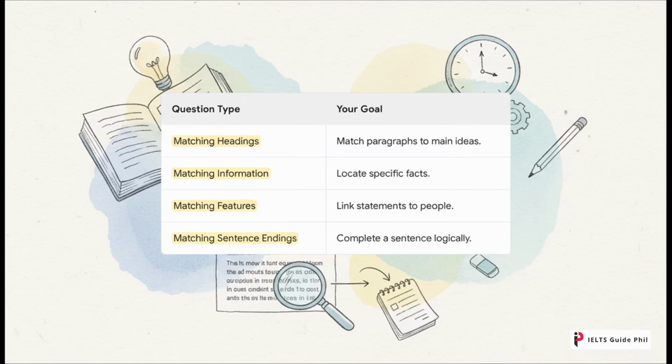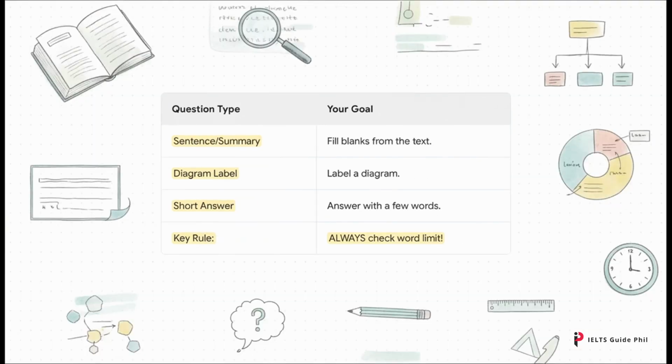Then you have features, which is about linking ideas to people or names, and sentence endings, which test both your understanding and your grammar. And here we have the completion tasks. Now, whether you are filling in a sentence, labeling a diagram, or writing a short answer, there is one golden rule you absolutely cannot forget.